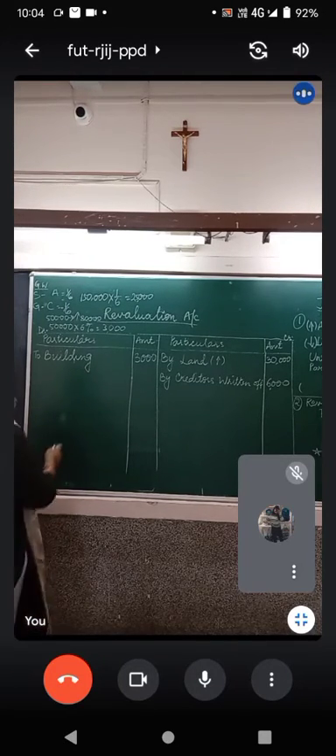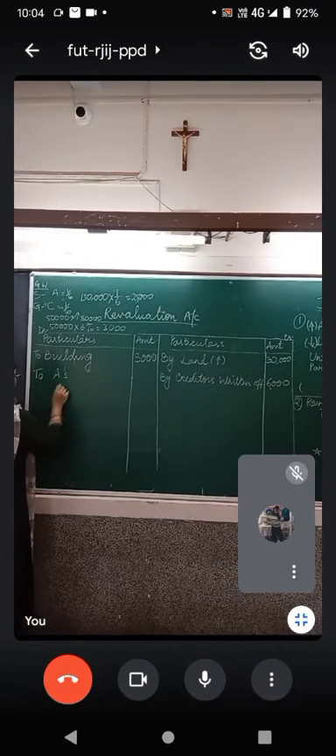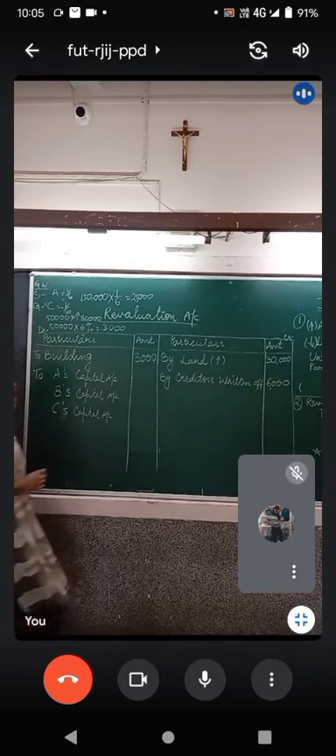Now no other adjustment is there. For this, it is A's capital account, this is B's capital account, and this is C's capital account. What should be the amounts? 36,000 minus 3,000. The total is 33,000.